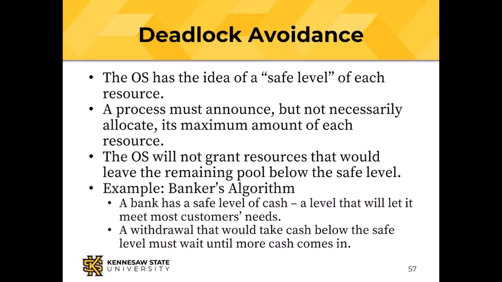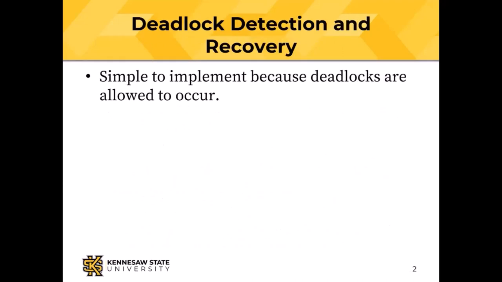A bank has a safe level of cash. There's enough cash to meet the customer's needs. But if Brown comes in with a check for $100,000 and says, hey, I want to cash this, that doesn't happen. Deadlock detection is simple to implement because deadlocks are allowed to occur, but there's badness when things go wrong.